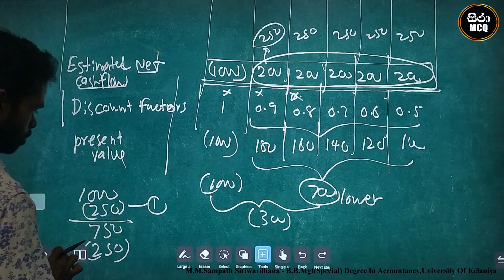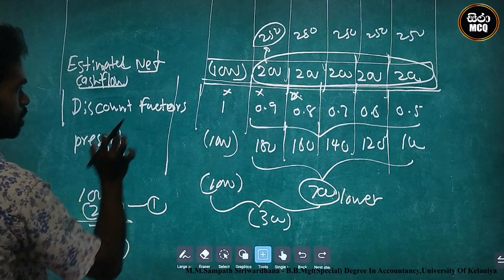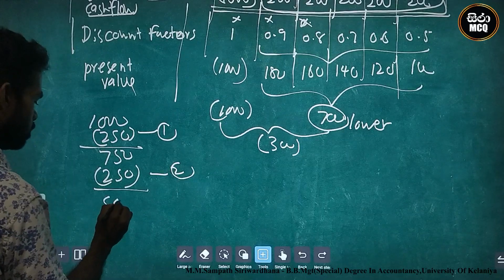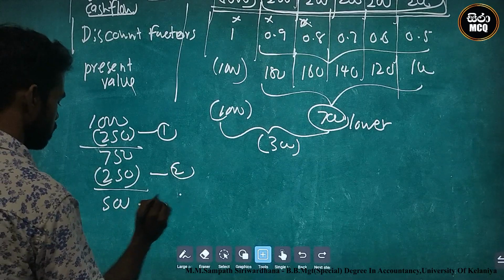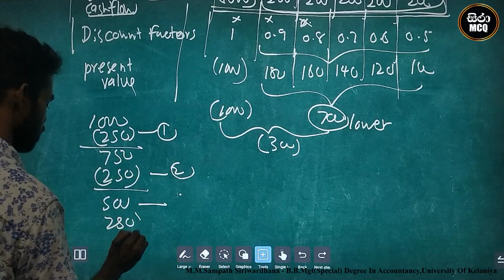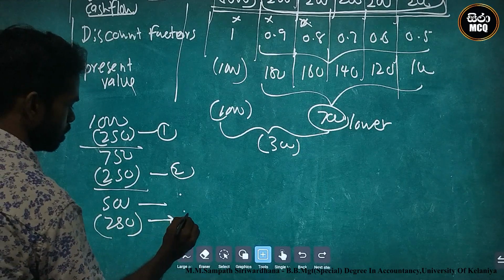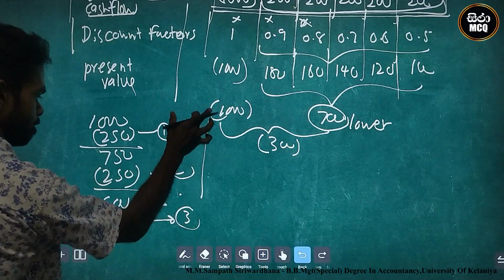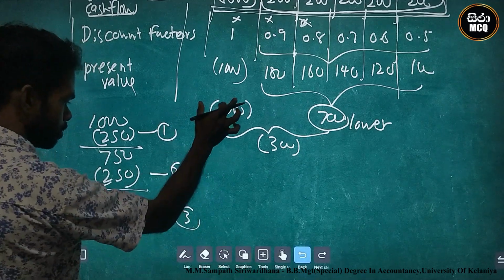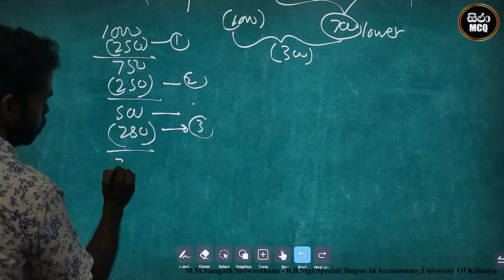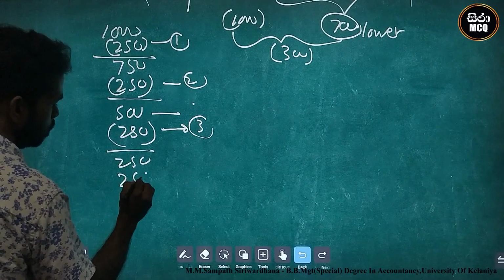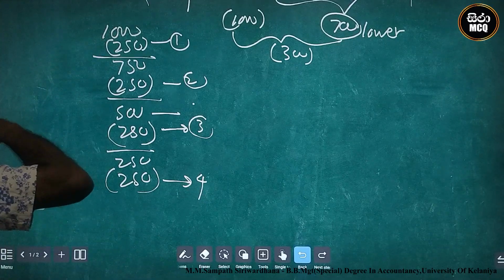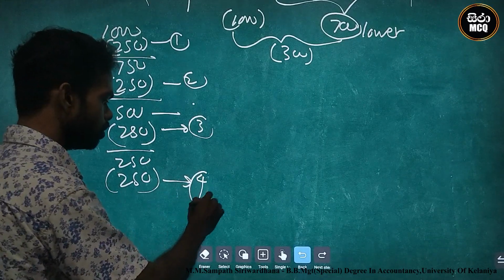Therefore, this is 2 years already done. There are 500 remaining. Therefore 250 again minus. There is 3 years done. Another 250 is remaining. 1000 divided by 250, we can easily find 4.